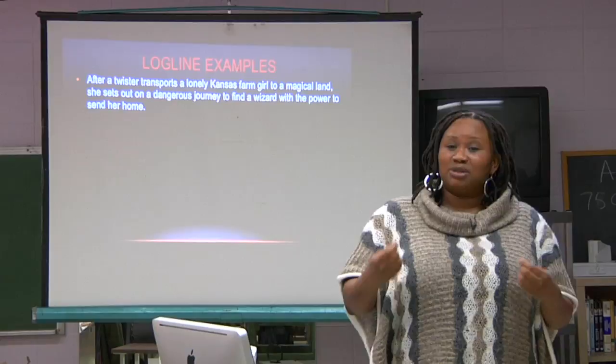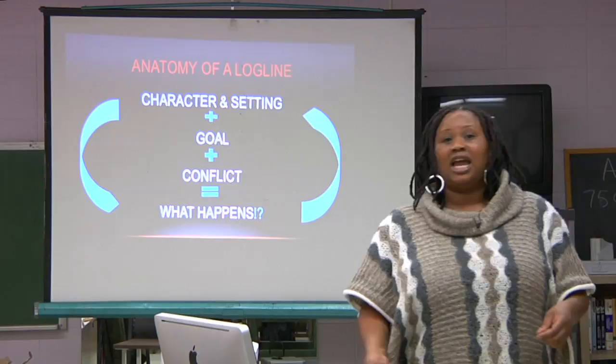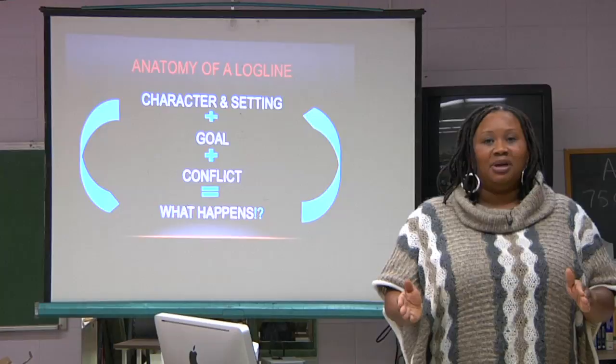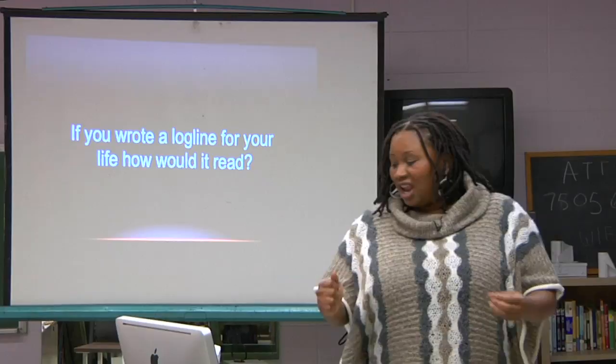Okay, so character and setting plus goal plus conflict equals what happens. Now I'm gonna toss a question on the table, but then I'm gonna continue on and then we'll come back to the question at the end. So I'm gonna ask you to split your brain in half. One side of it will be thinking about this question and the other half will be paying attention to my presentation. Okay, so if you wrote a log line for your life, how would it read?